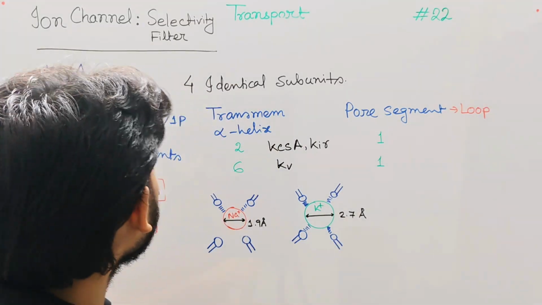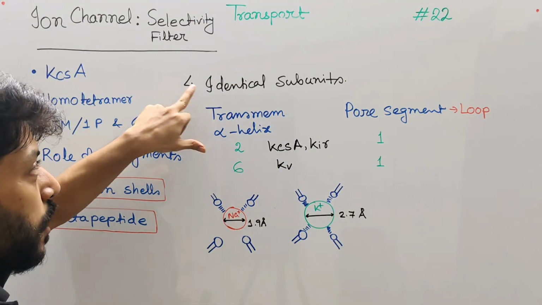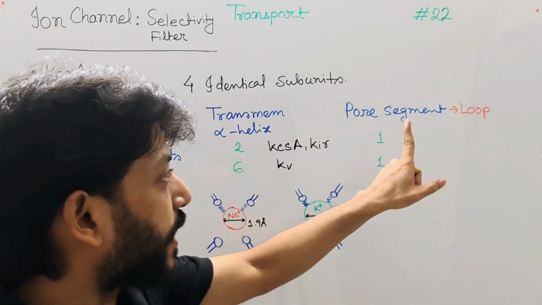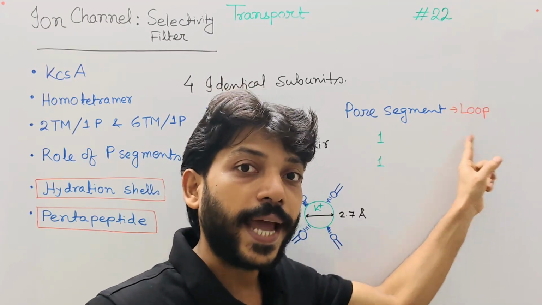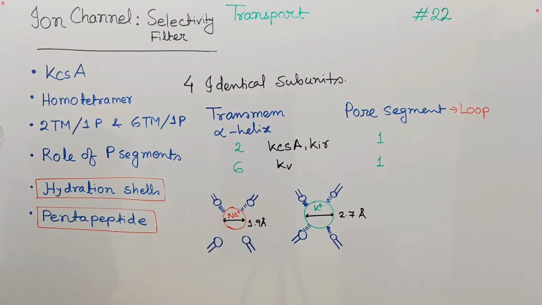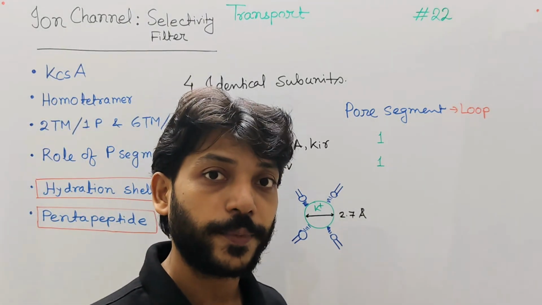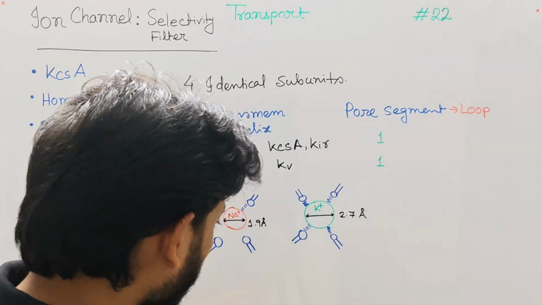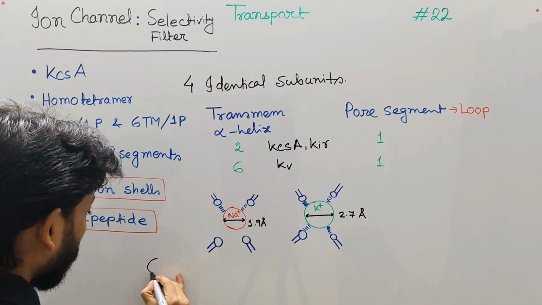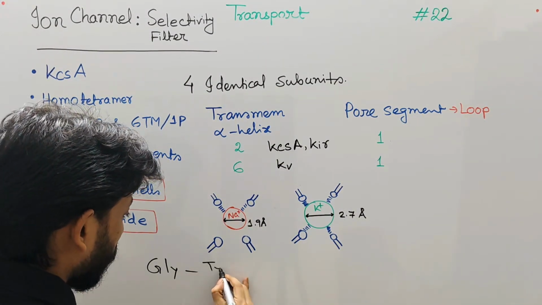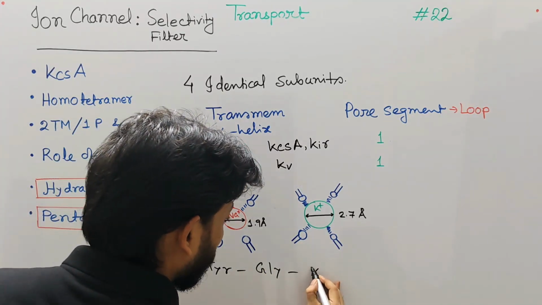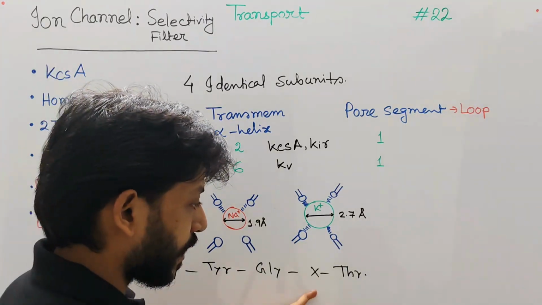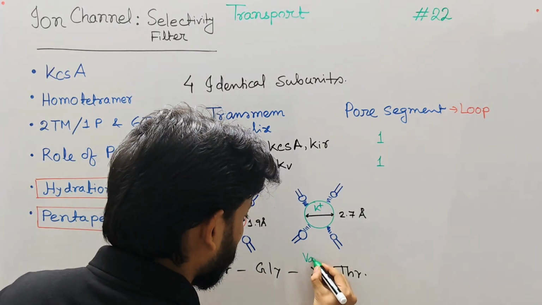So what I have mentioned here is that potassium channels contain 4 subunits. Each subunit contains 2 transmembrane alpha helices and a P segment, and that P segment contains a loop, and in that loop structure there is a signature pentapeptide sequence. In all potassium channels we will find this very conserved pentapeptide, and I will write it here: glycine, tyrosine, glycine, X and threonine. In case of KcsA, this X, which can be any amino acid, is actually valine.